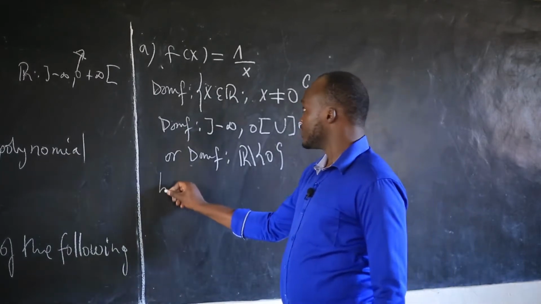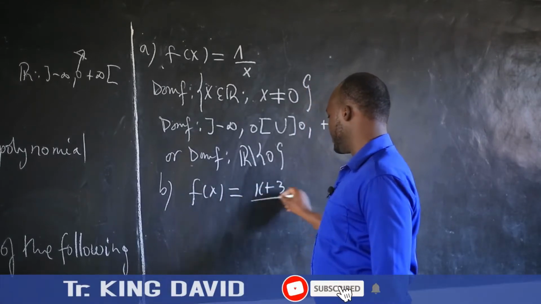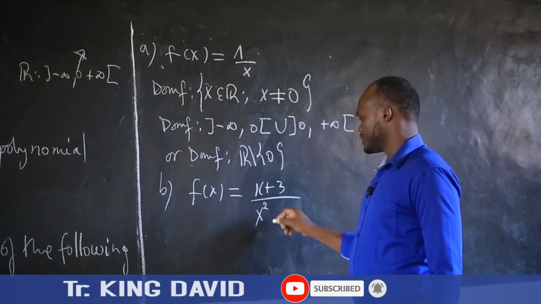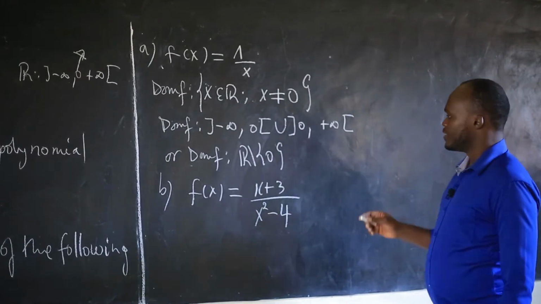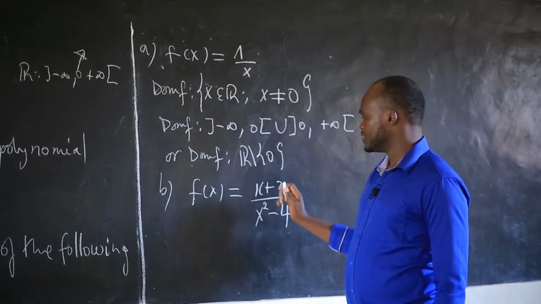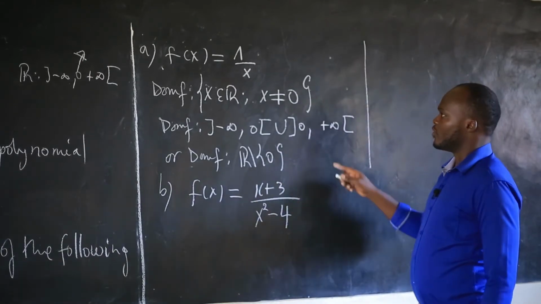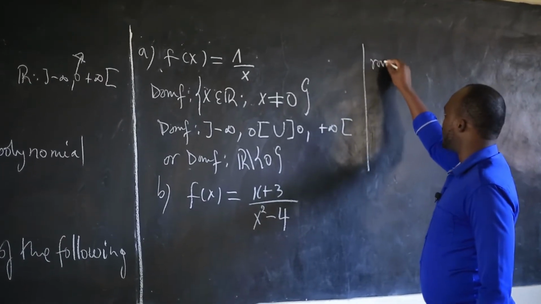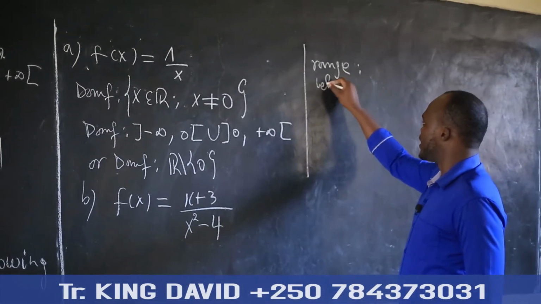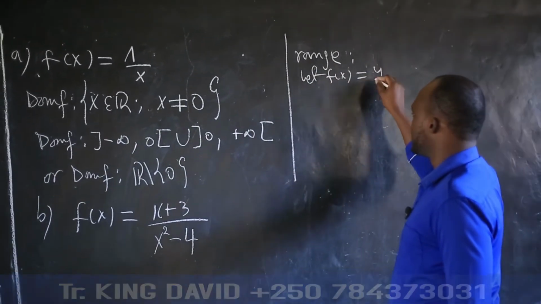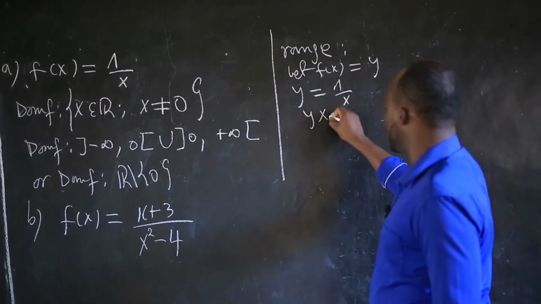So that was A. B, we have f of x equals x plus 3 divided by x squared minus 4. So how can we find the domain? Let's first find the range of A before we go to number B. How are we going to find the range of A? To get the range, we let f of x be equal to y. So y equals 1 over x, so yx equals 1.